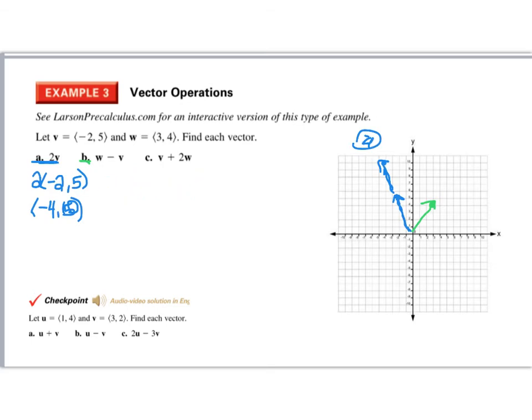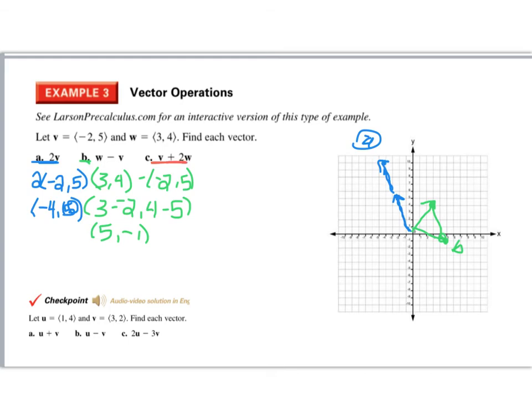We're doing WV. Okay, so W is 3, 4, minus negative 2, 5. So we've got 3 minus negative 2 and 4 minus 5. And we end up with 5, negative 1. So 5, negative 1 is right here, right? So this is where B is going to end. It's right here. Okay, we're going to do the next one in red.